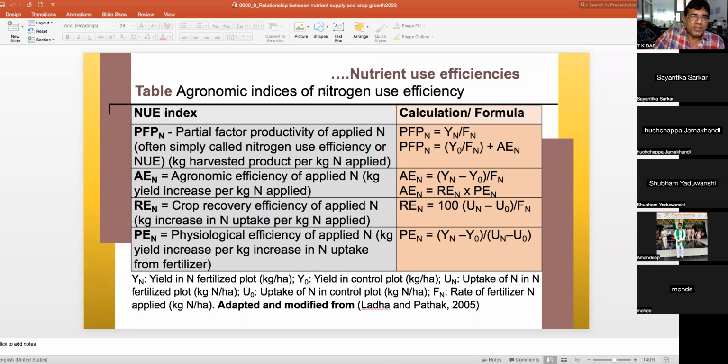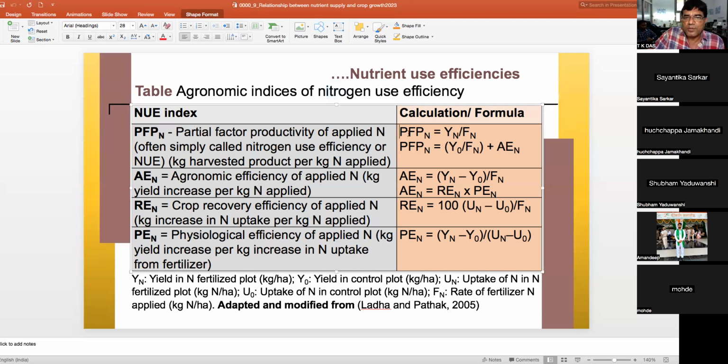So you may be interested in zinc. In place of nitrogen, you can write zinc or any other nutrient. You can write phosphorus. I'm just giving an example with respect to nitrogen, but it can be applied to other nutrients also, or extended, or extrapolated to other nutrients also. So here, just take the example of nitrogen: kg harvested product per kg nitrogen applied, or nutrient applied.